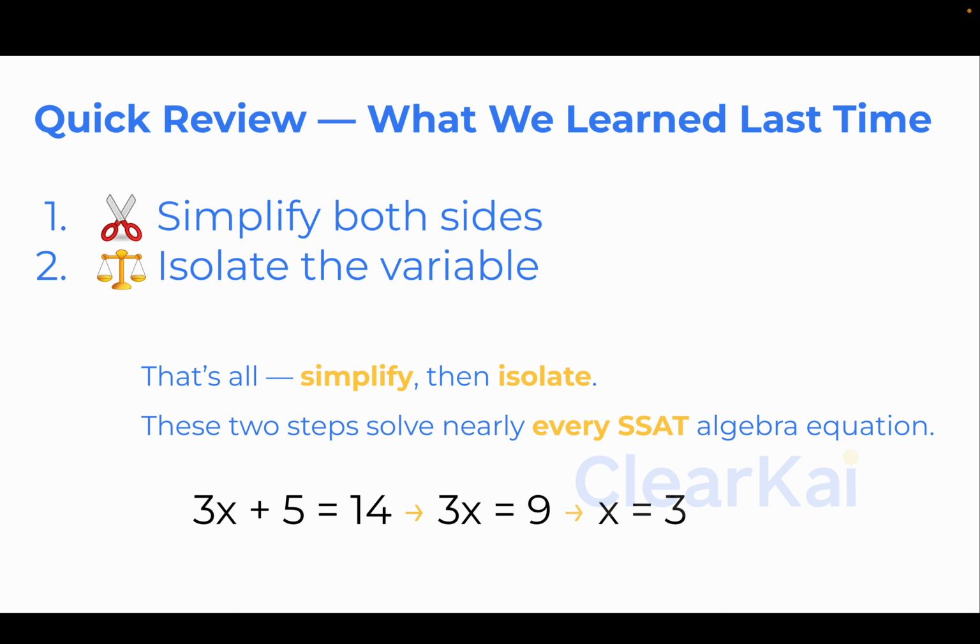These two steps can solve almost every SSAT algebra question you will see. For example, if we start with 3x + 5 = 14, we simplify by subtracting 5 from both sides to get 3x = 9, then divide by 3 and get x = 3. Alright, now that we've got the pattern fresh in our minds, let's move on to some harder equations.